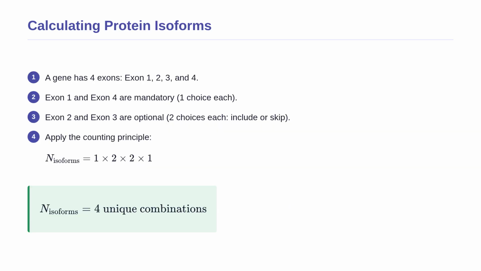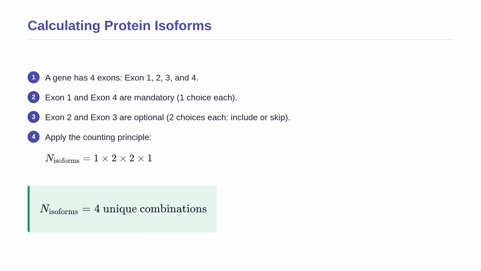Let us apply this combinatorics principle to a real-world scenario. Imagine a gene that contains exactly 4 exons. The cell's splicing machinery always includes exon 1 at the beginning and exon 4 at the end to ensure the protein functions basically. However, it can choose to either include or skip exon 2 and exon 3 independently. We want to find out how many unique proteins can be generated.